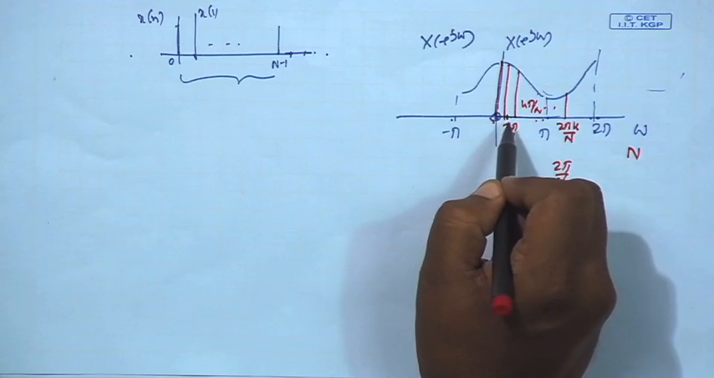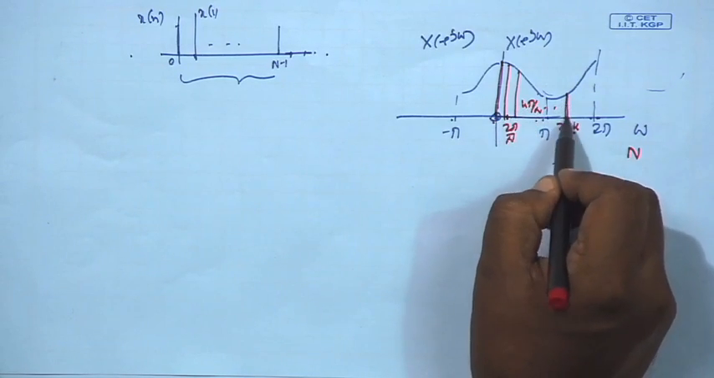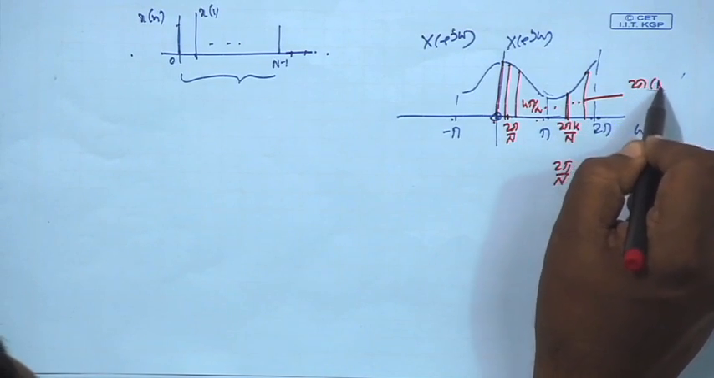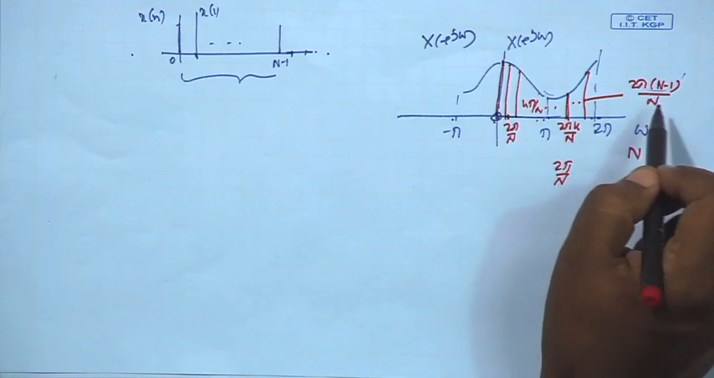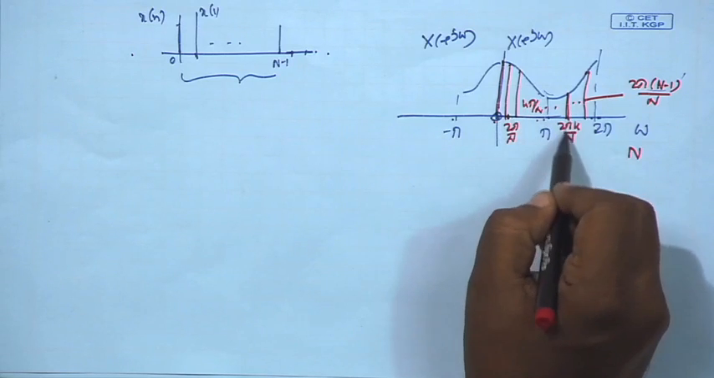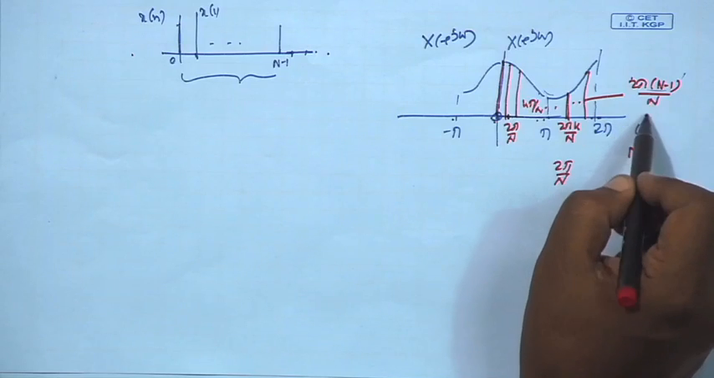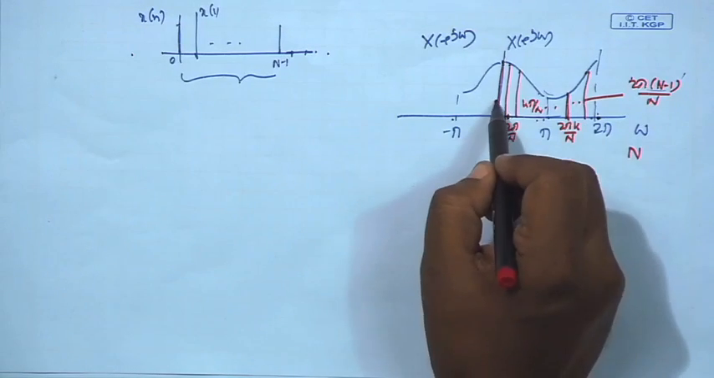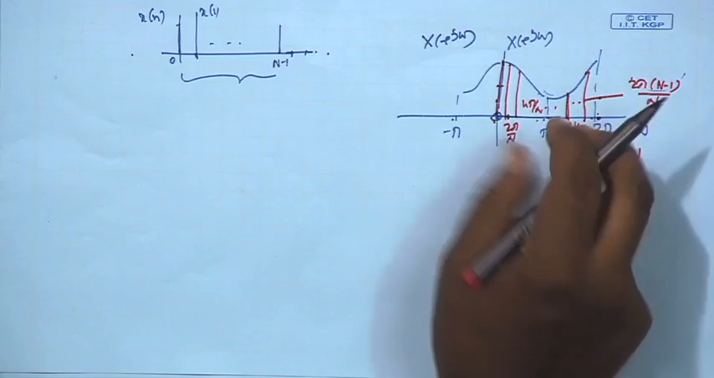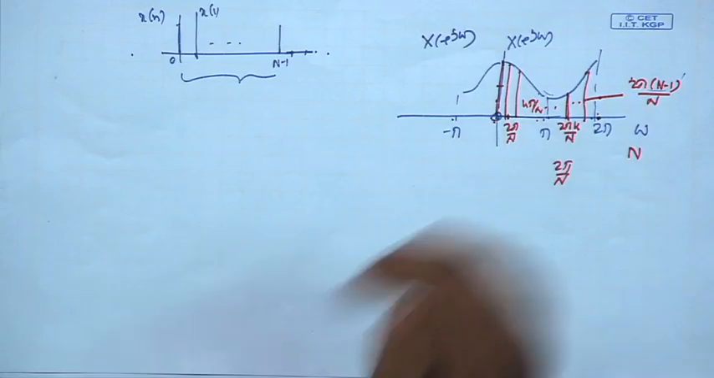So, 0th sample at 0, first sample at 2 pi by N, second sample at 2 into 2 pi by N, that is 4 pi by N, kth sample 2 pi k by N, it will go up to 2 pi into N minus 1 by N, the N minus 1 th sample. Next sample will be 2 pi into N by N, N cancels, which is 2 pi, which is this, because of periodicity is the same as this. So, we will not go up to that. So, how many samples? 0 to N minus 1. So, total N samples. So, we take N samples, period is 2 pi by N.